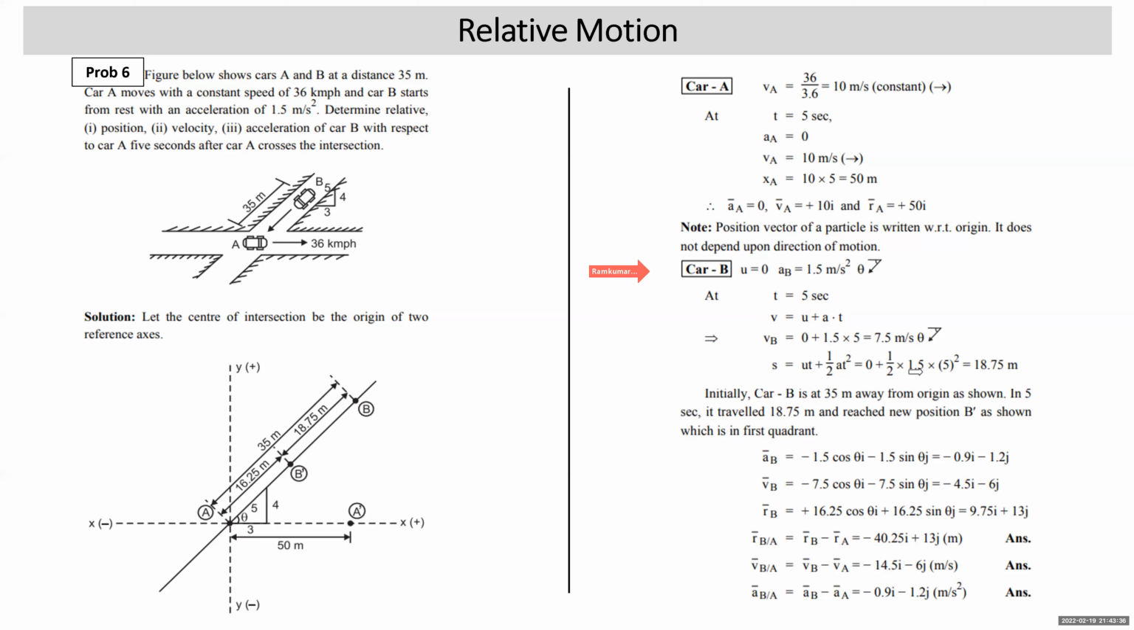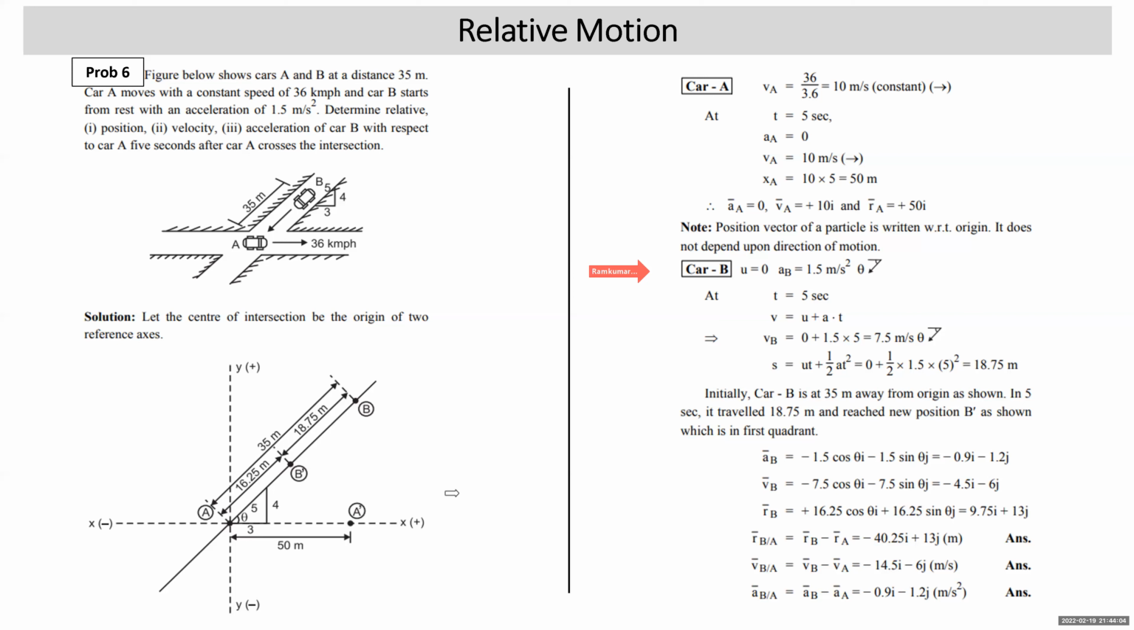s equals ut plus half at square. This is the distance covered by car B in 5 seconds. Initial velocity is 0 plus half into acceleration of B, 1.5, into t square, which is 18.75. So you can see from this diagram that initially car B was 35 meter away from the origin along this line. Then it covered 18.75 meters in 5 seconds. So that means it is still 16.25 meter away from the origin, but along this direction.